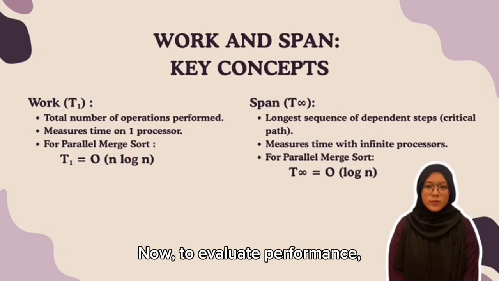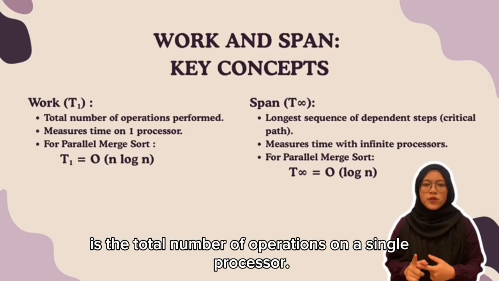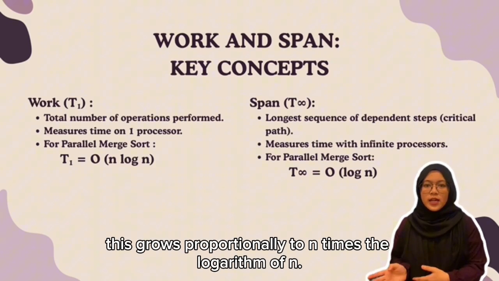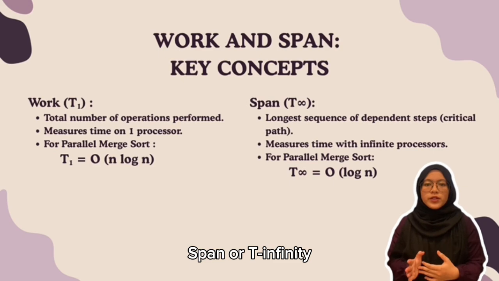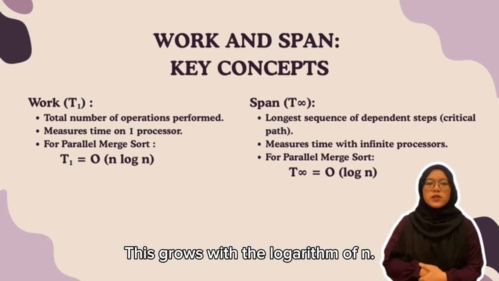Now, to evaluate performance, we use two key concepts, work and span. Work, or T1, is the total number of operations on a single processor. For merge sort, this grows proportionally to n times the logarithm of n. Span, or T infinity, represents the length of the longest chain of dependent steps. This grows with the logarithm of n.